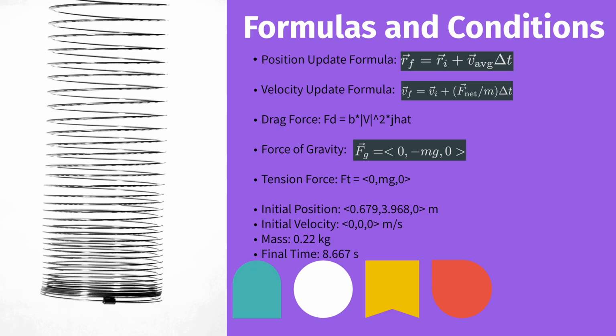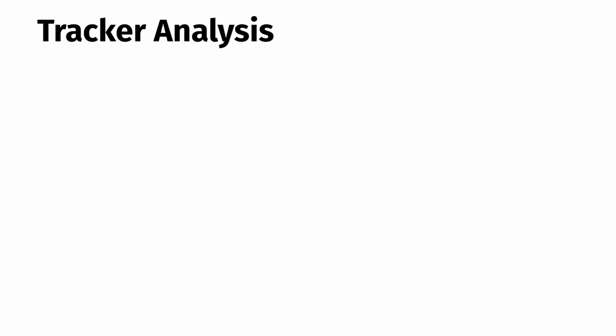since the forces acting on the slinky are the gravitational, tension, and drag force. The initial position and velocity of the slinky were obtained through Tracker, and the average mass of the slinky was seen to be 0.22 kilograms, and the time span in which the data was recorded was 8.667 seconds.